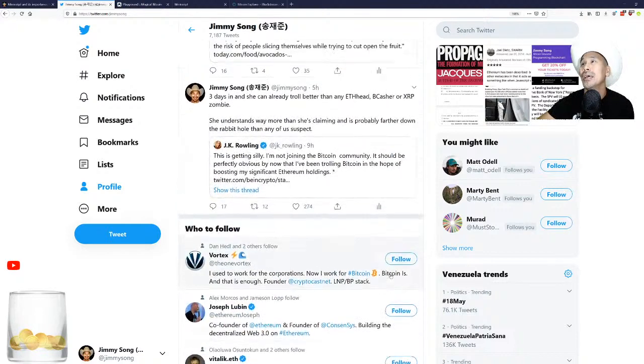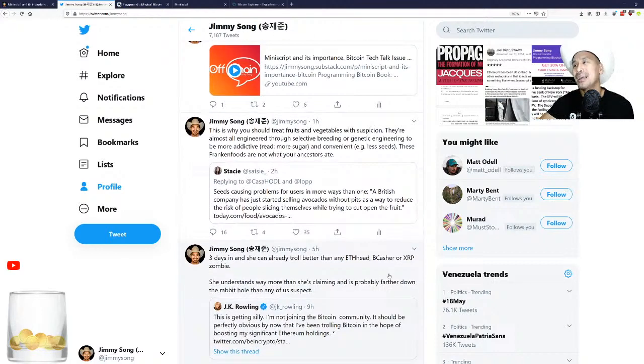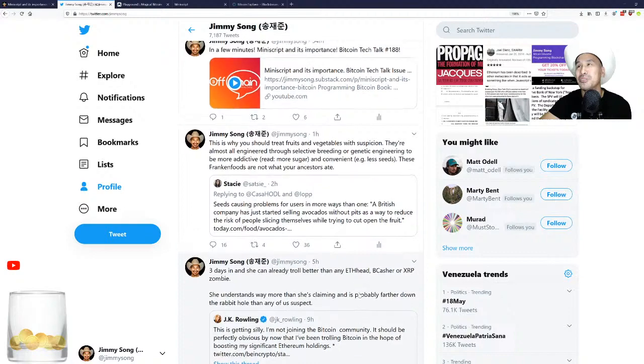That was my point. All right, 3 days in, and she can already troll better than any F-head, Bcasher, or XRP zombie. She understands way more than she's claiming. It's probably further down the rabbit hole than any of us suspect. This is J.K. Rowling. She trolled everybody by saying she has significant Ethereum holdings when she was actually joking. So, yeah, I suspect JK's a lot smarter about this than she's letting on. She's kind of playing dumb a little bit, but yeah, she knows what's going on. She wants people to underestimate her for some reason.